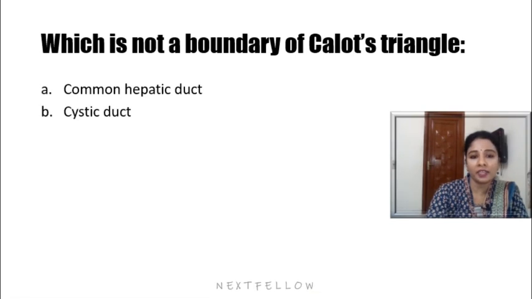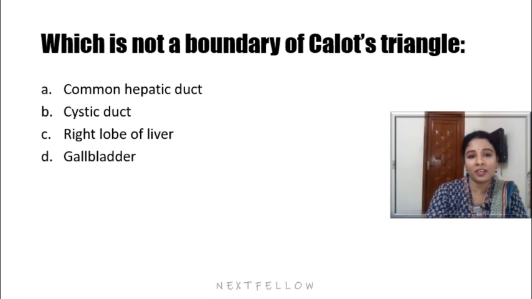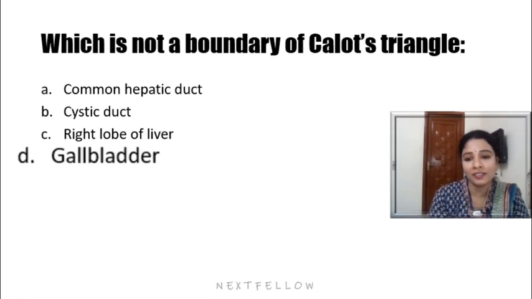Common hepatic duct, cystic duct, right lobe of liver, gallbladder. Which one is not, I hope you all know the answer. The gallbladder is not a boundary of Calot's triangle. Calot's triangle is a triangular area bounded inferiorly by the cystic duct, superiorly by the inferior surface of the right lobe of the liver, and medially by the common hepatic duct. So these are the boundaries.